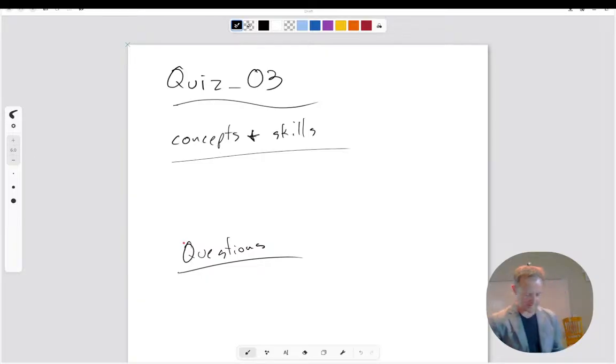All right, so we finished up homework 3. Next step is quiz 3, so the module 3 quiz. The question is, what did we learn? What kind of skills, what kind of concepts? And then the next part is what are questions that demonstrate those kinds of things.